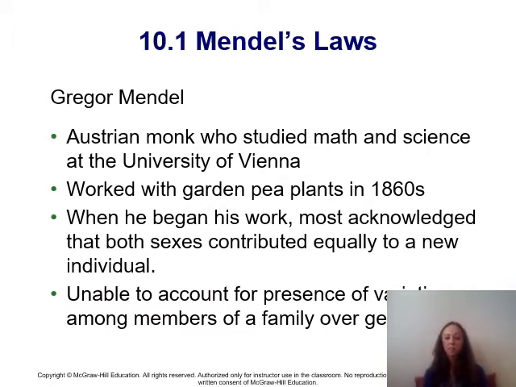When he began his work, most acknowledged that both sexes contributed equally to an individual. However, they were unable to account for the variations that were seen in family members throughout a generation. For example, they were confused as to why one parent might have red hair, but his children and grandchildren did not have red hair, and then it might randomly show up in his great-grandchildren.